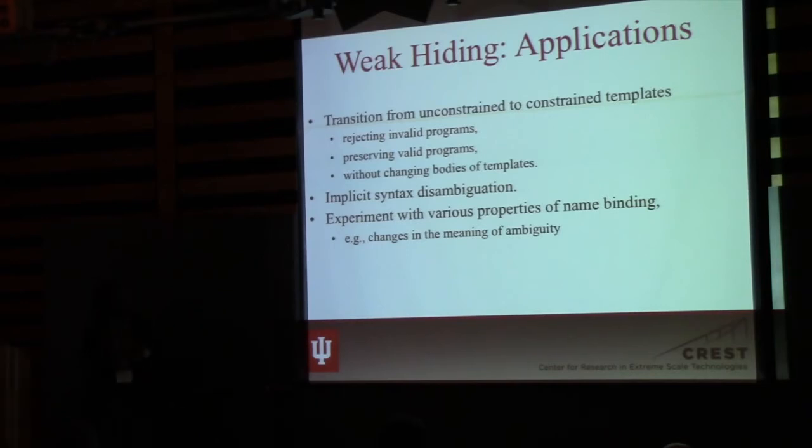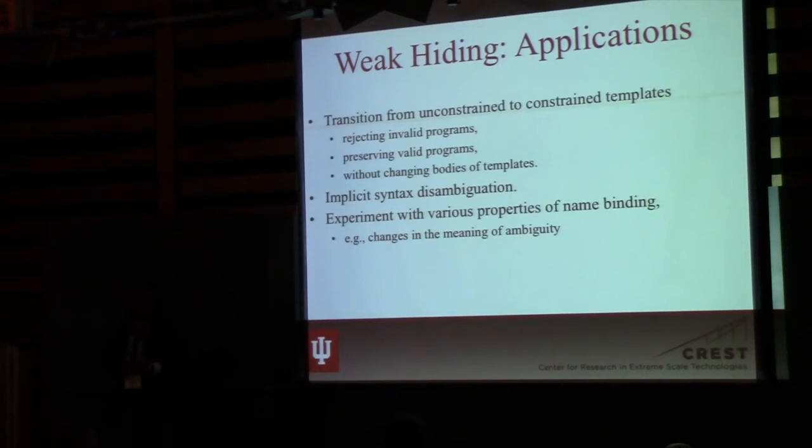We want to make sure that programs that are actually invalid, that we have not been able to capture so far, can be captured. We want to make sure that programs that are supposed to be valid continue to be considered valid. And we want to do all of that with as minimal changes in existing implementations as possible. So we want to do this without changing the bodies of templates. I should be able to take any template declaration that we currently have, and all I have to do is add the constraints and not even look at the body at all. And I want that to work.